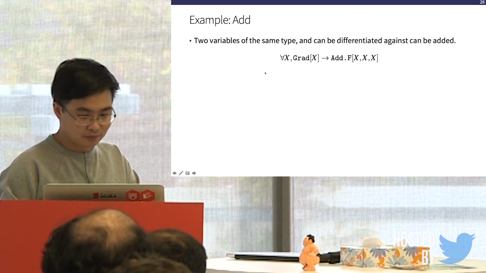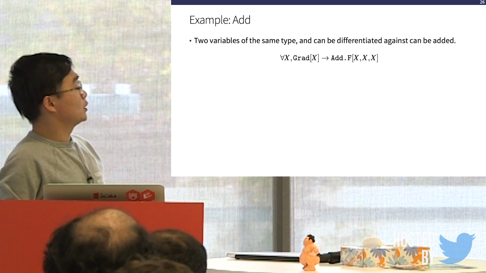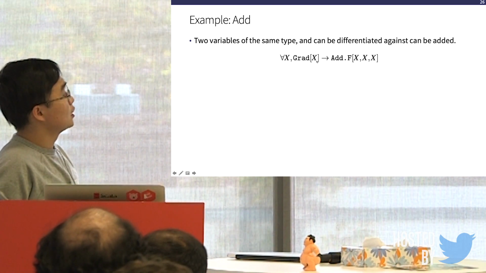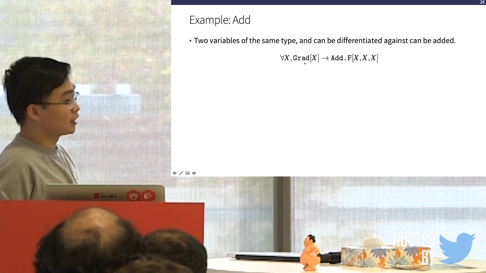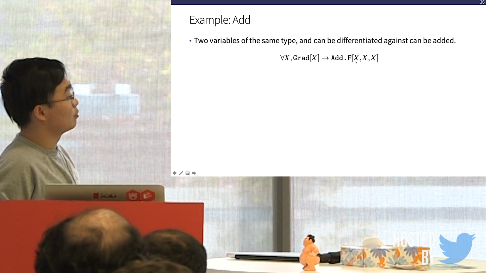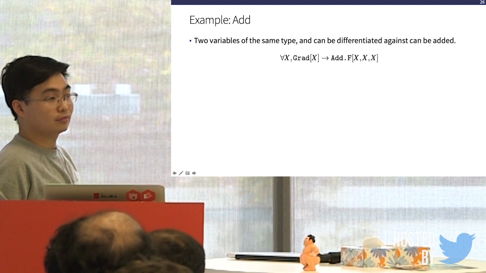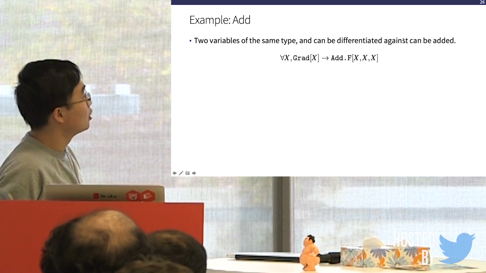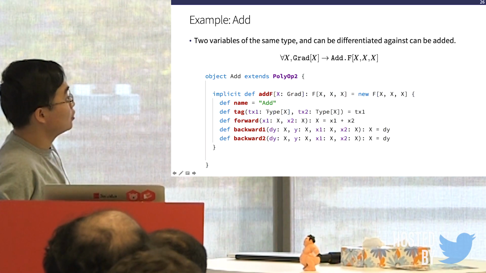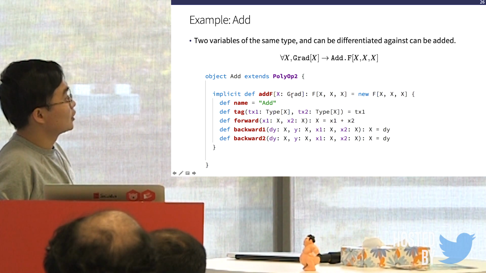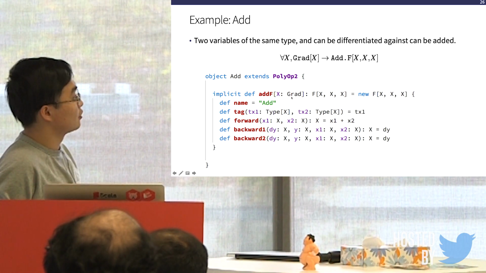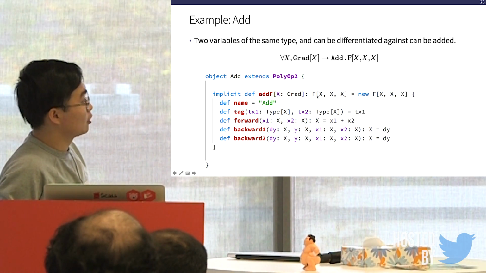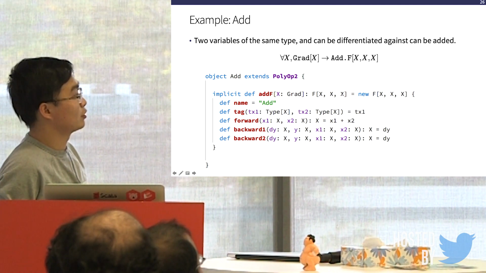So for example, add. For add, we have a logical constraint on the type: as long as this x is differentiable, we can take the gradient of x, and then we know that we can add x and x into x. That's the logical constraint we want to impose on the type system. How do we do this? We write an add with an addf. X is grad. We require an implicit that is differentiable. So it returns an f of x, x, x. That is the proof that we can add x and x to result in x.